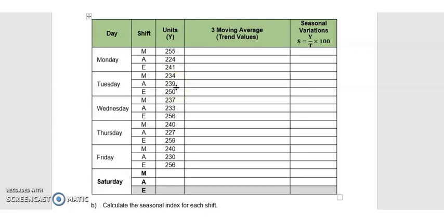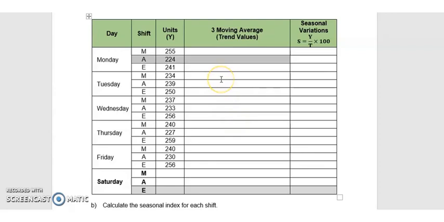If we have an odd number of terms, here referring to shifts, morning, afternoon, evening, so the three moving average will be the trend values. Why do we call it a simple moving average? We want to find the center value. Morning, afternoon, evening, so the center will be the afternoon shift. So that's why we call it simple moving average.